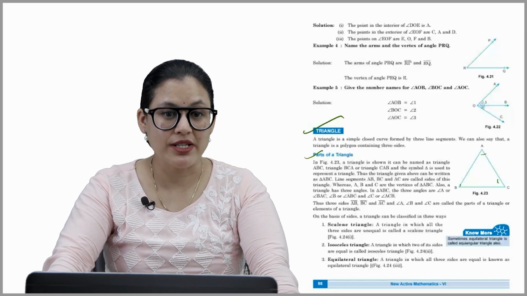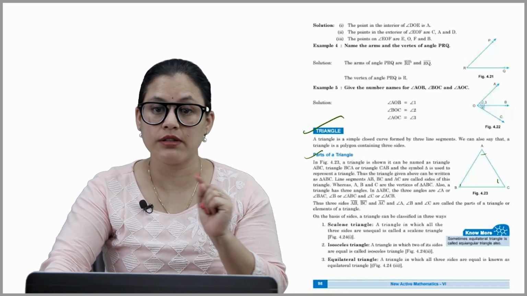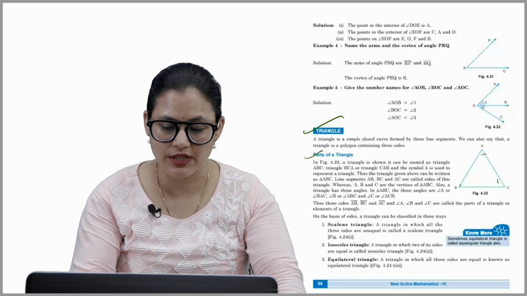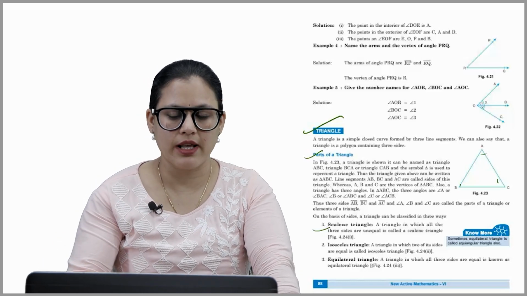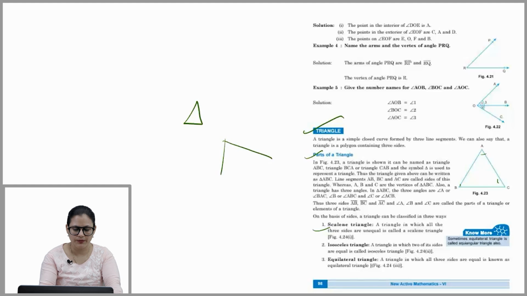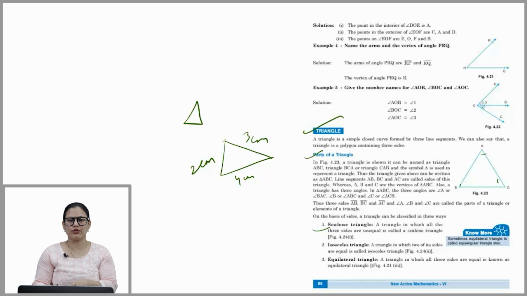On the basis of sides, a triangle can be classified in 3 ways. Number 1, scalene triangle. A triangle in which all the three sides are unequal is called a scalene triangle. For example, this is a triangle, this side is 2 centimeters, this side is 4 centimeters, this side is 3 centimeters. So all the three sides are unequal, so this is a scalene triangle.